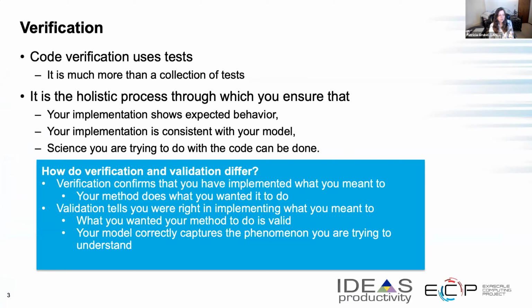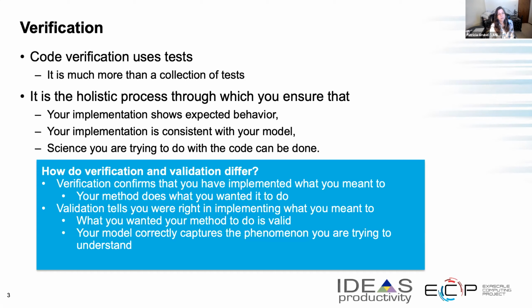So code verification uses the tests that you might build, but it's more than the collection of these tests. It's a holistic process that you would go through to ensure that your implementation actually behaves as you designed it to. And then you need to make sure it's consistent with the mathematical and physical models that you are attempting to implement. And finally, you want to make sure that the science that you're trying to do can be done with this code. A lot of times these two terms, verification and validation, are used interchangeably.